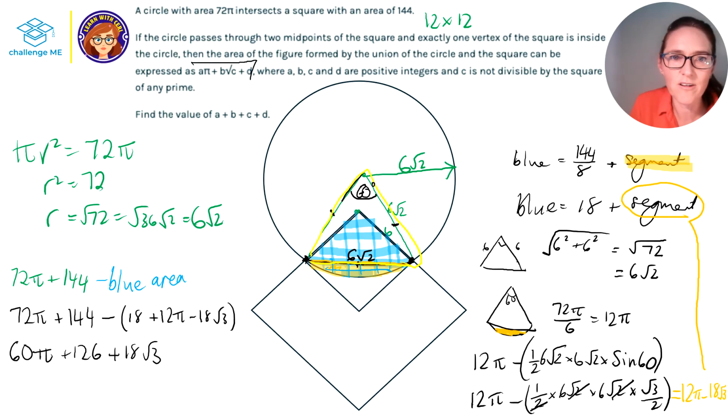So I have got C to be a number that can't be divided by a square number. So I've got the A is 60, the B is 18, the C is a 3, and the D is 126. So adding those together gives me 78, 81, 207. There you go, guys. Tricky one, that one.